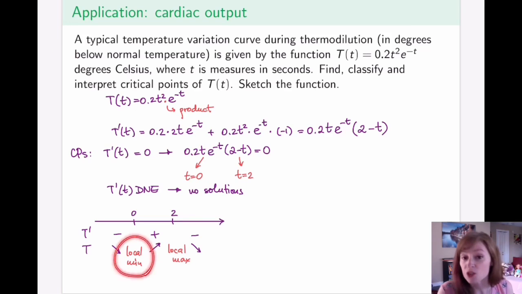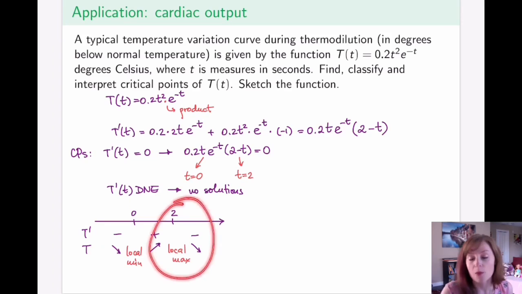Local minimum at 0 is not surprising. That's when the injection first happens. But let's try to think about what it means to have a local maximum at 2?